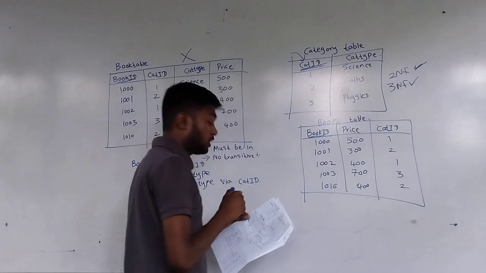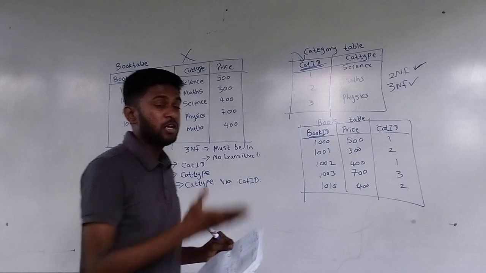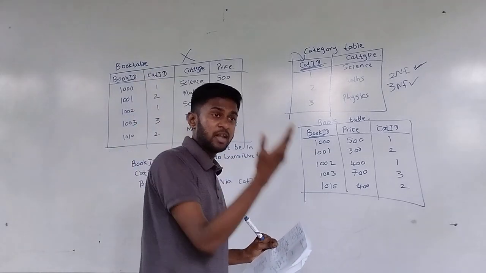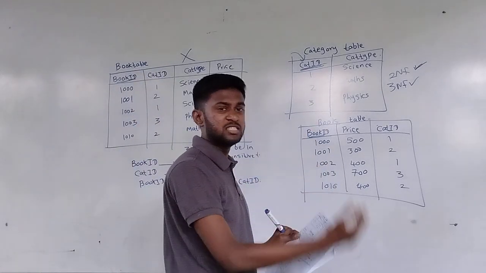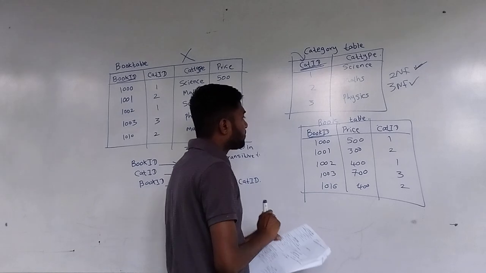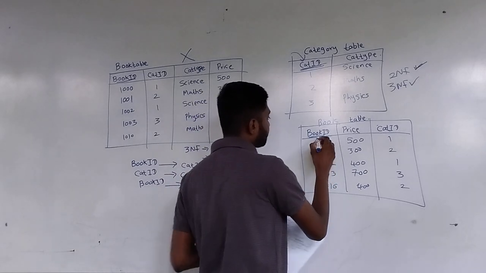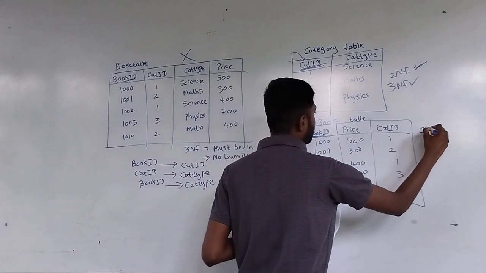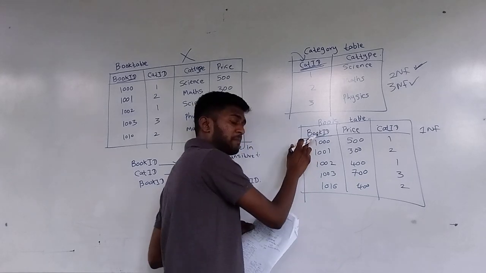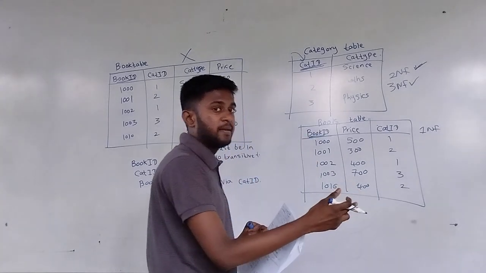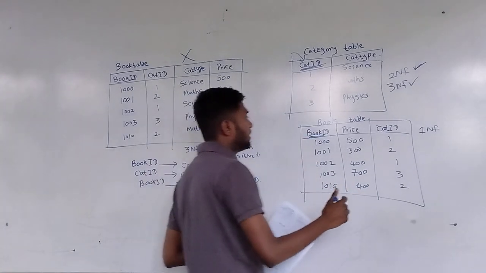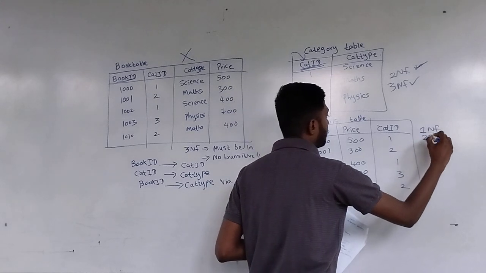What about this one? You need to check this as well. After converting, you need to check it from the beginning, whether it is in 1NF, whether it is in 2NF, and whether it is in 3NF. So in this table, book ID is the primary key. This table is in 1NF, and because there is only a primary key and no partial dependency, definitely this table is in 2NF.